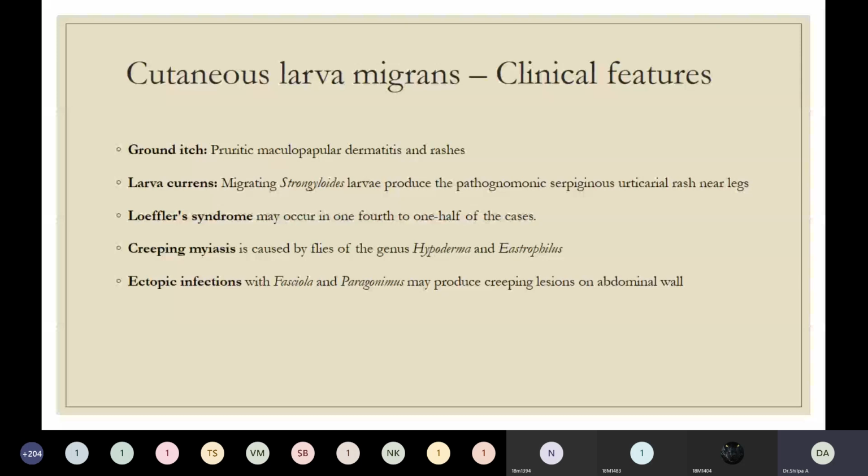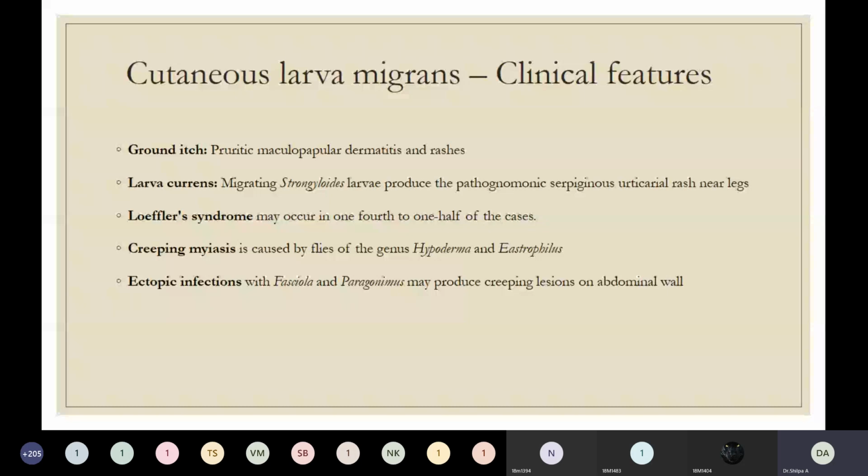Now the third clinical feature would be Loeffler syndrome. Here it occurs in one-fourth of the cases. The larva will migrate to the lungs and produce pneumonitis. The patients will have eosinophilia, basically all the features of pneumonitis. It is called Loeffler syndrome. Then the fourth one is creeping myiasis. It is caused by the flies of the genus Hypoderma. Then ectopic infection with Fasciola and Paragonimus may produce creeping lesions on the abdominal wall.